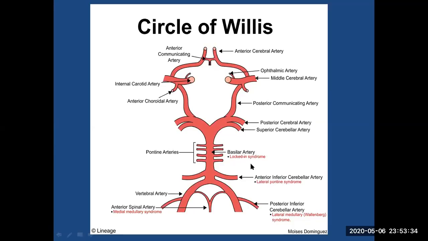Here, there are descriptions of what would happen if there is an infarct in a particular area. Basilar artery infarct causes locked-in syndrome. Anterior inferior cerebral artery infarct causes a lateral pontine syndrome. Posterior inferior cerebral artery infarct causes a lateral medullary syndrome, or Wallenberg syndrome. And the branches from the vertebral artery, especially the anterior spinal artery, which combine together, if there is any infarct in this particular area, it may cause a medial medullary syndrome.